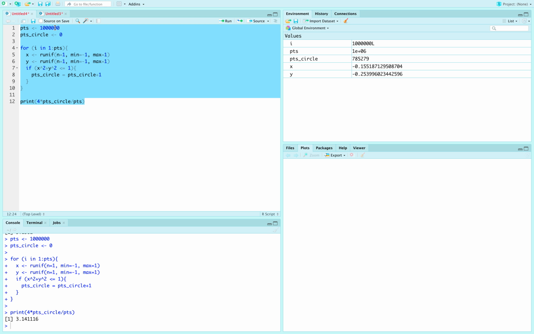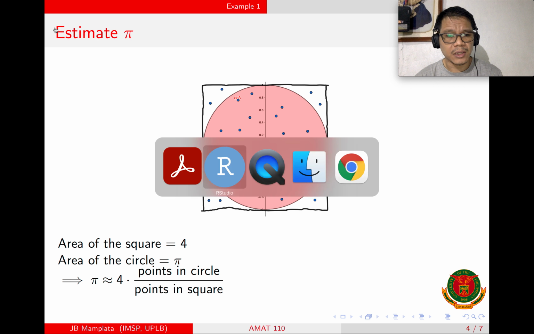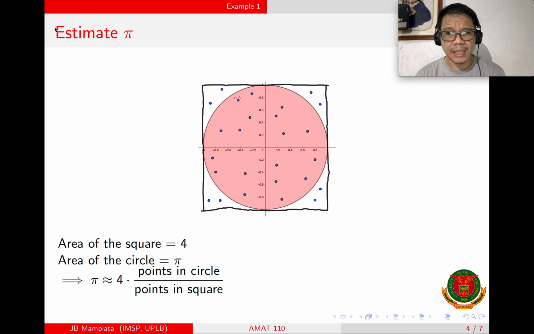The approximate value of pi is 3.141116. Okay? But take note from that computation, kung mapapansin nyo, medyo tumagal yung calculation kasi isang milyong beses niyang inuulit yung nandun sa loob ng loop natin. Okay? So, simplify natin yung problem para mas dumali yung computation.